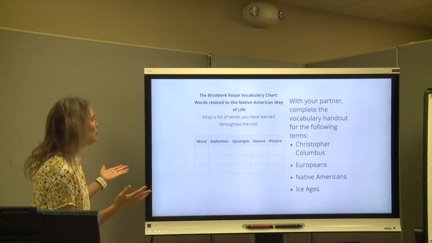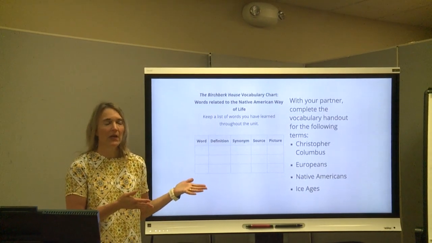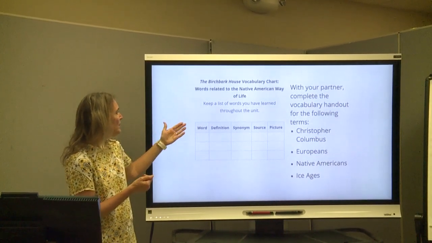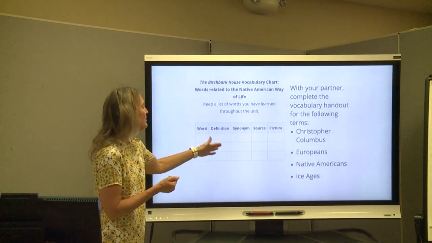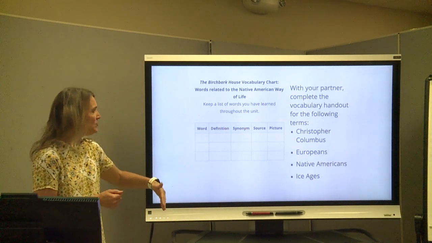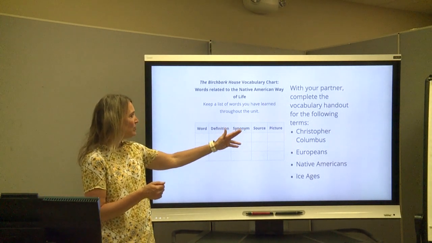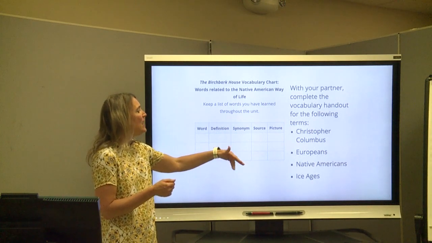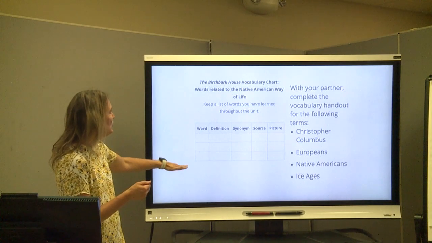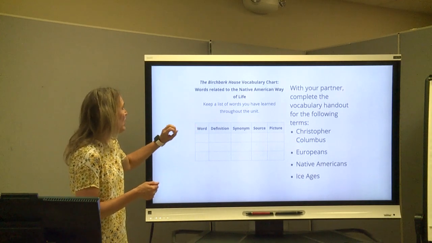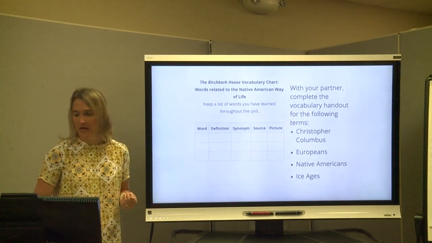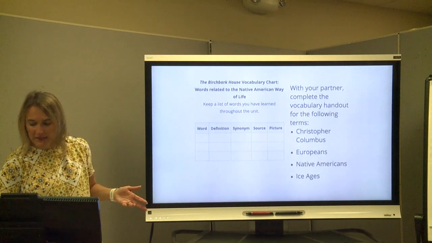So you should have in your student resources a vocabulary chart where you may write the word, the definition, maybe a synonym, where you found it, and a picture. Throughout the unit, we'll be adding, and you see from our word wall, we have now Christopher Columbus, Europeans, Native Americans, and Ice Ages. We can add this information into our vocabulary chart. Maybe you're familiar with some of these words, maybe you're not. Here's an opportunity to do this.